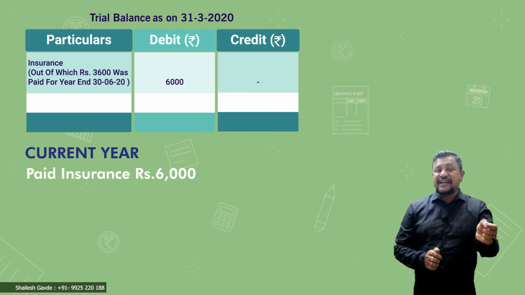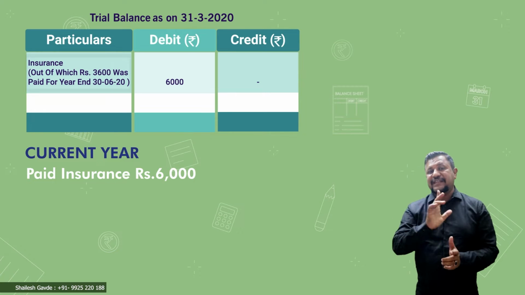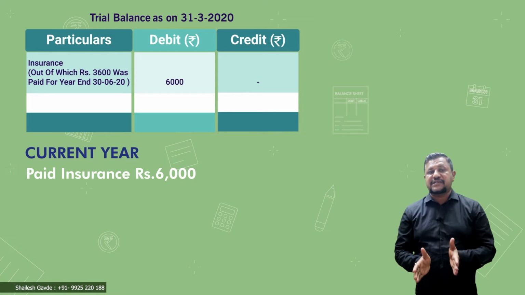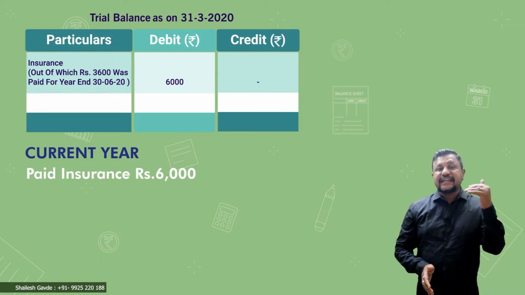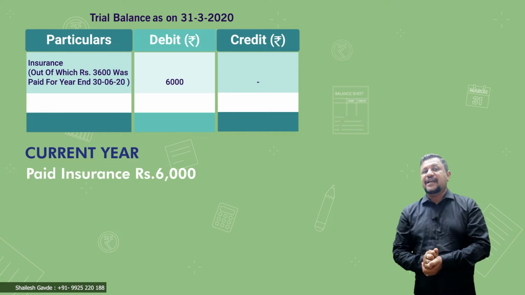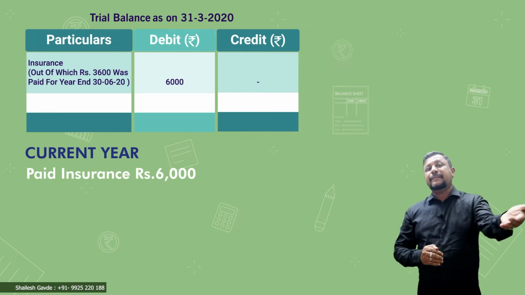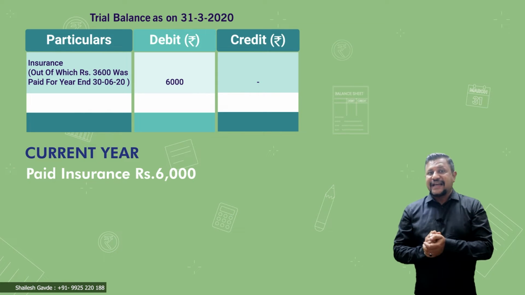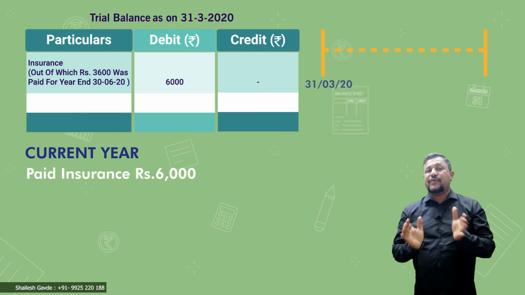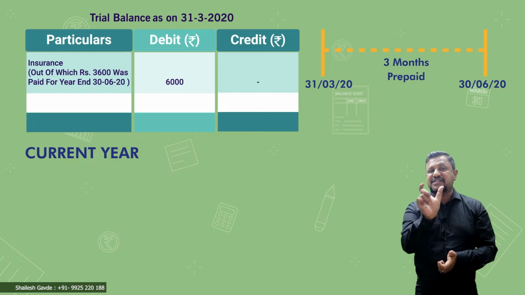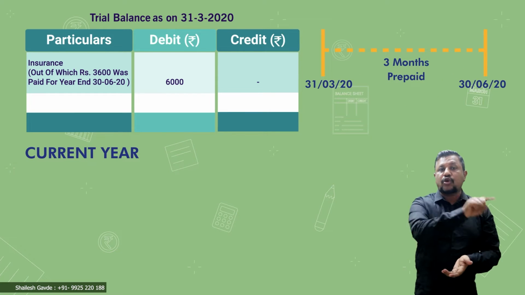But they have given in brackets that out of this 6,000, we have paid one premium of rupees 3,600, but that year ends on 30 June 20. So out of this 3,600, we have made a prepayment for 3 months. Our year ends on 31st March 20, but we have paid up to 30 June 20. So we have done a 3 months prepayment, but out of which amount?